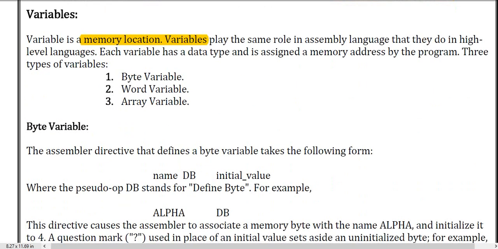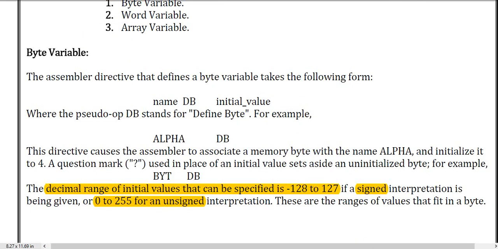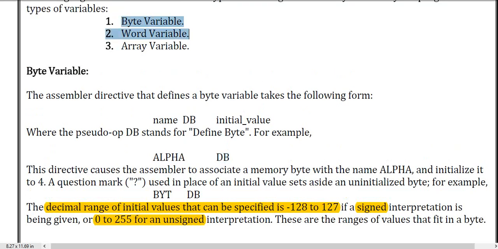Variables are memory locations. Those are denoted as byte variable, word variable, and array variable. Byte variable, those are assembler directives that define a byte variable, with the name followed by DB, then the initial value, such as ALPHA is the name and DB defines the byte. That is how we denote the byte variable.